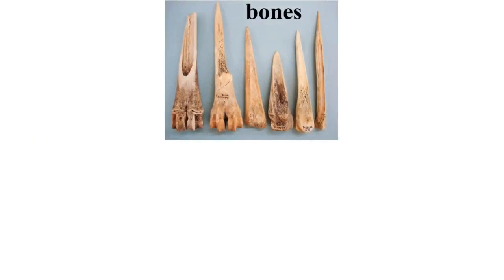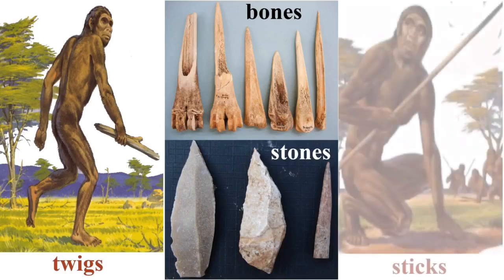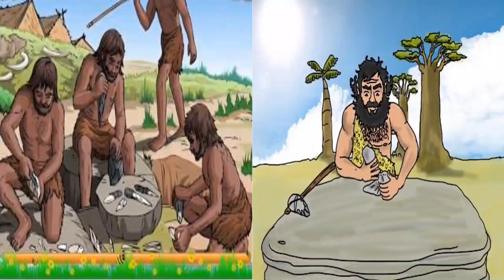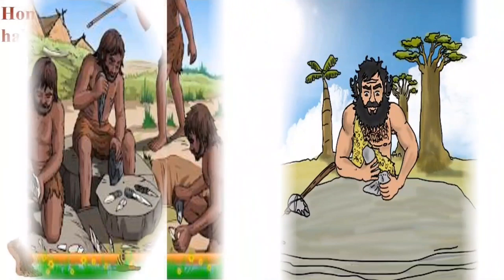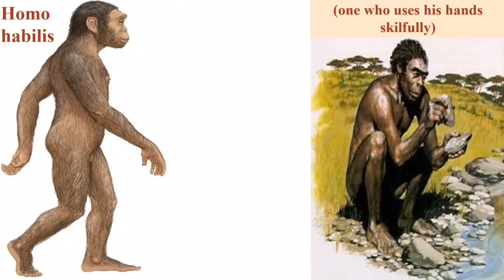Humans too have been using tools such as bones, stones, dried twigs, and sticks. Using their imagination and with experimentation, they learned that they could sharpen the tools and give them shape. We studied in our previous lesson that stone tools were found with the remains of Homo habilis, that is, the one who could use his hands skillfully.